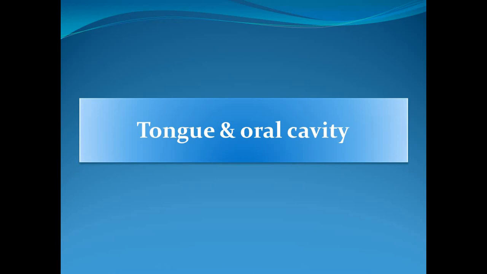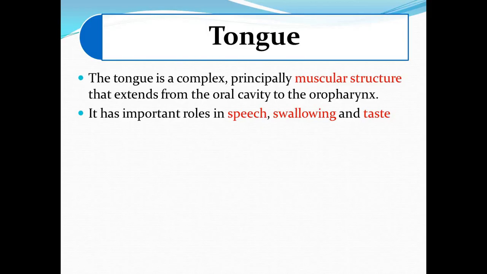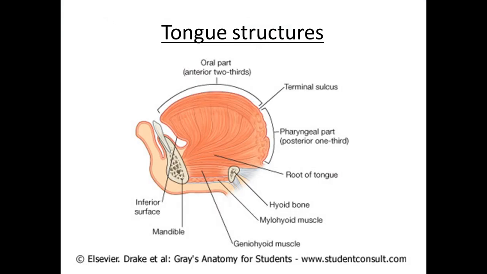We move on to talk about the tongue and oral cavity. The tongue is a complex structure, but it is made principally from muscular structure. It extends from the oral cavity to the oropharynx. We know that it has a very important contribution to speech, to swallowing, and to taste.